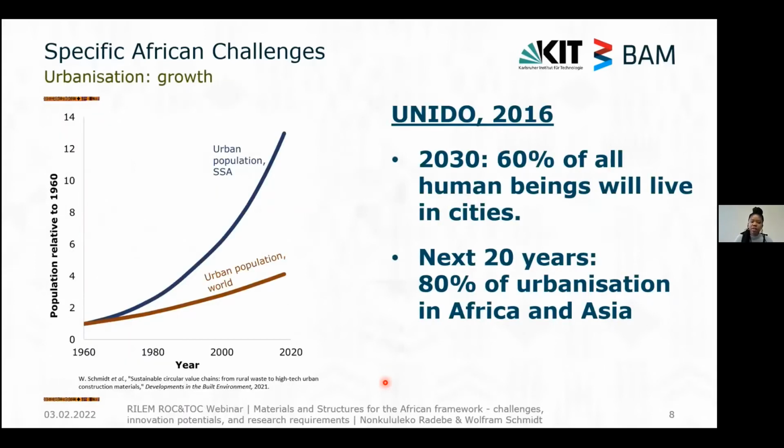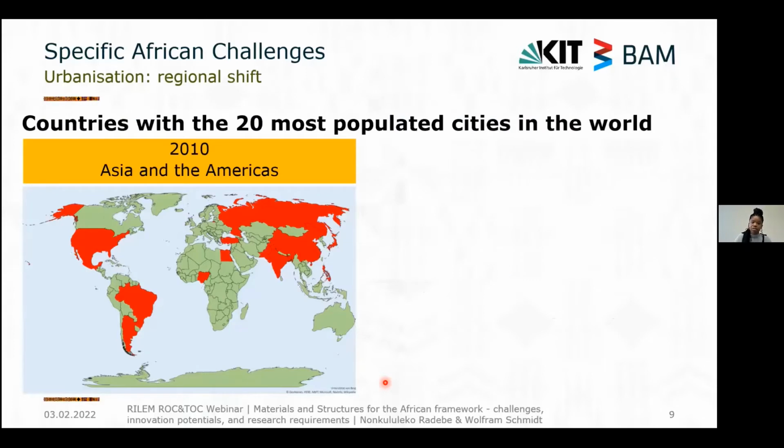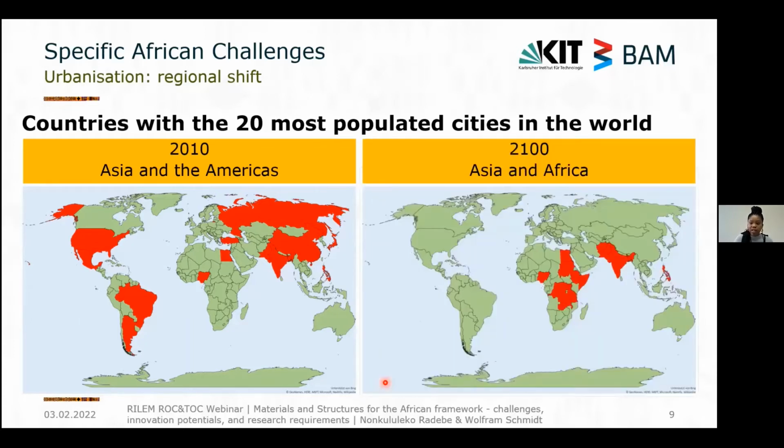Here you have a graph looking at the relative population between the 1960s and now. What you see is that the growth of the urban population of the world is slower than what is expected for sub-Saharan Africa now and moving into the future. At the moment, of the 20 most populated cities in the world, most are in Asia, or let's say China, and then you have some in South America and the Americas. You also have Nigeria and Egypt on the list. But in the year 2100, most of the most populated cities in the world will be on the African continent and in Asia, as we see here.